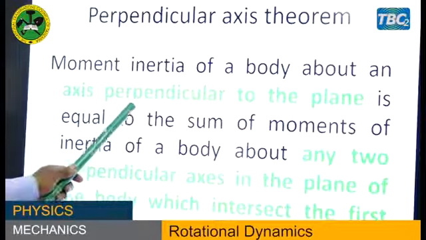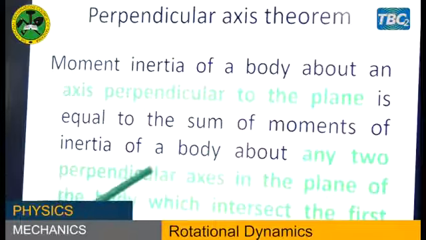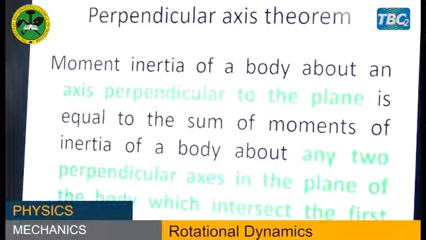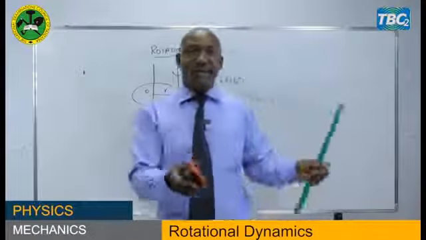So the key point here: the axis you're looking for should be perpendicular to the plane. According to the theorem, its moment of inertia is equal to the sum of the moments of inertia of the body about any two perpendicular axes in the plane, but this time they must intersect the first axis. It's very difficult to see from the theory, but let's see what this means.